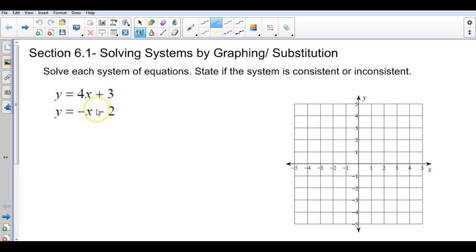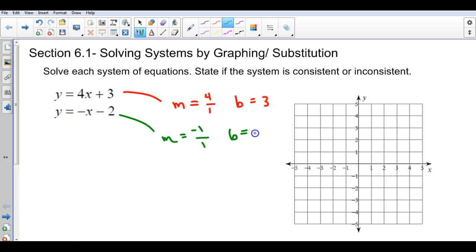Both of these equations are in slope-intercept form, so that makes them pretty simple to graph. So what I'm going to do is identify what the slope and the y-intercept are in each of these cases and just graph these. For this first line, your slope is the coefficient of x, so it's going to be 4 over 1. And my y-intercept is going to be 3, so that's where our function crosses the y-axis. For our other equation down here, notice we have a negative x, so that means your slope will be negative 1 over 1. And your y-intercept for that will be negative 2, which means that it'll cross the y-axis at negative 2.